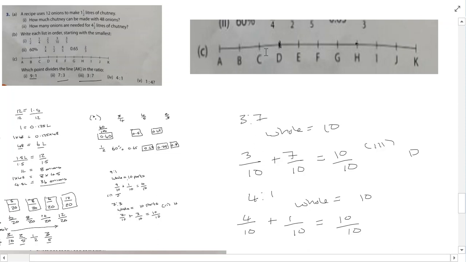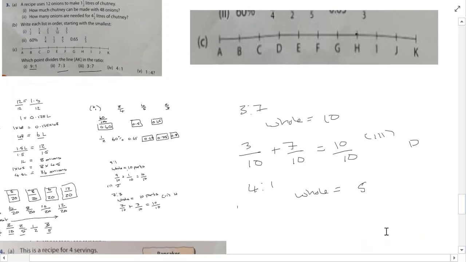So again, what we're trying to say is let's get rid of this. So where on the line can we split it up so that we want to split it up in the ratio of 4 is to 1. So this is actually, the whole is going to be 5. So the whole will be 5 in this case. And the parts then will be 4/5 plus 1/5 is equal to 5/5.